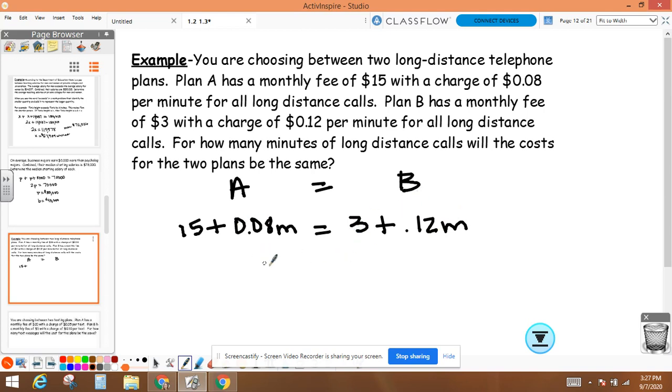All right, so let's see, I'll move my M's over here. So that's 0.04 when I subtract the 0.08. And then this is 12. So 12 divided by 0.04 is 300. So they charge you the same at 300 minutes.